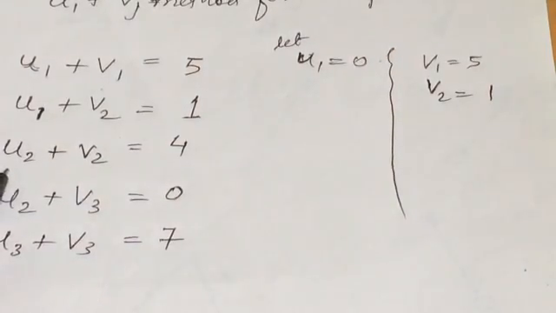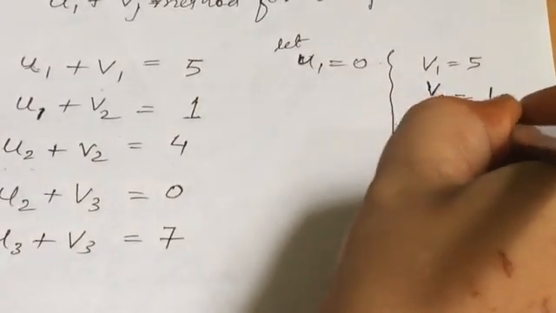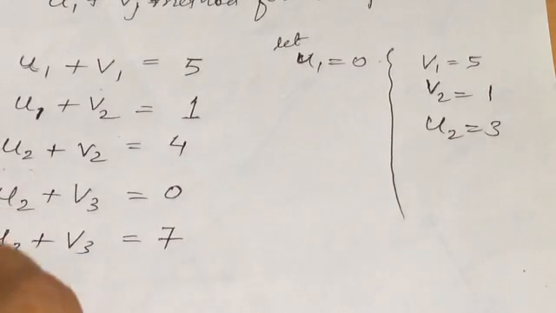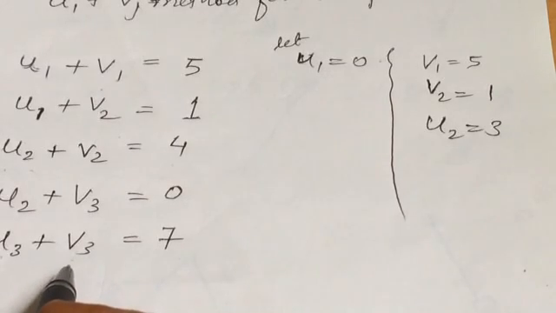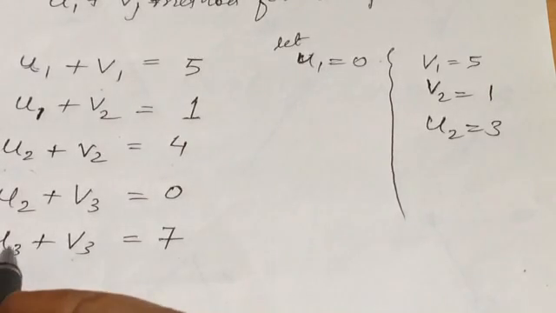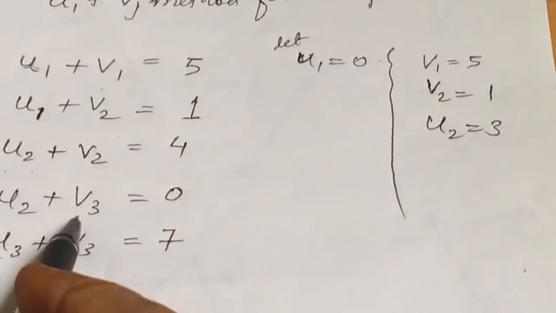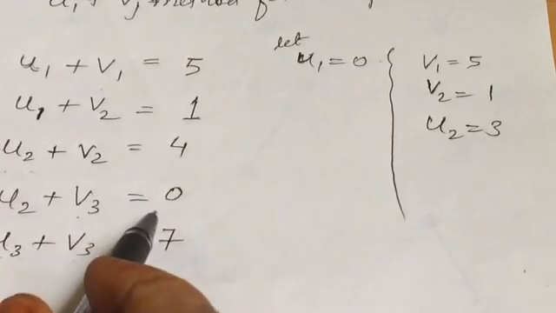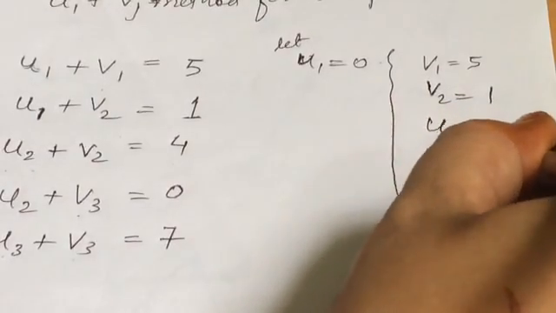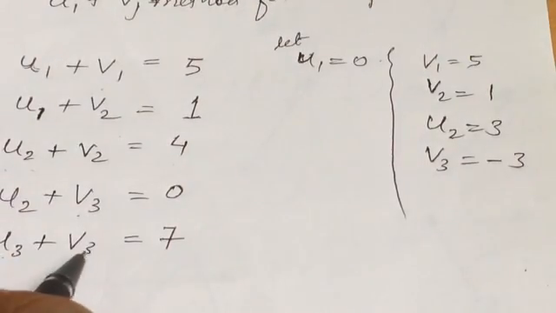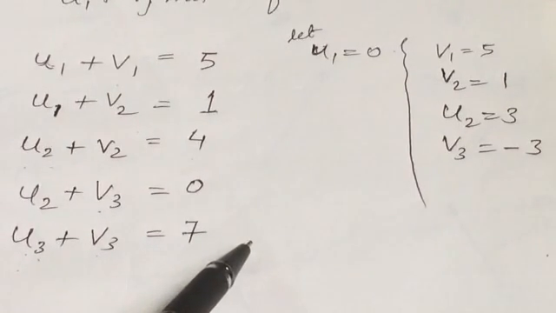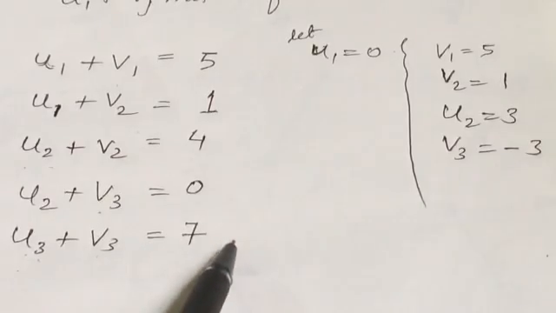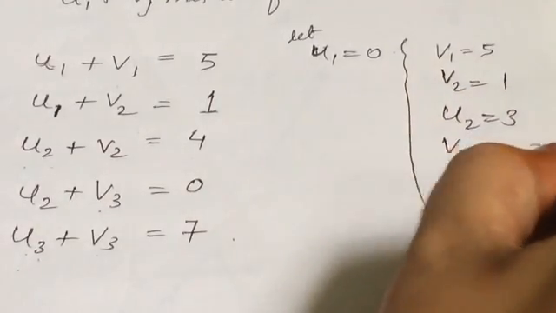Then what will be U2? U2 plus V2 is equal to 4. Then U2 will be 3. Okay, now U3 plus V3 is equal to 7. First you have to find V3. V3 we can find from here, V3 is equal to minus U2. And U3 plus V3 is equal to 7, means U3 is equal to 7 minus V3, and V3 is minus 3, 7 plus 3, then U3 will become 10.